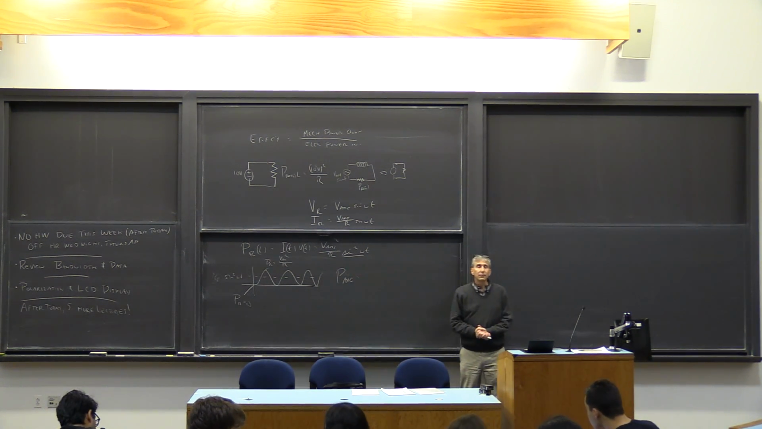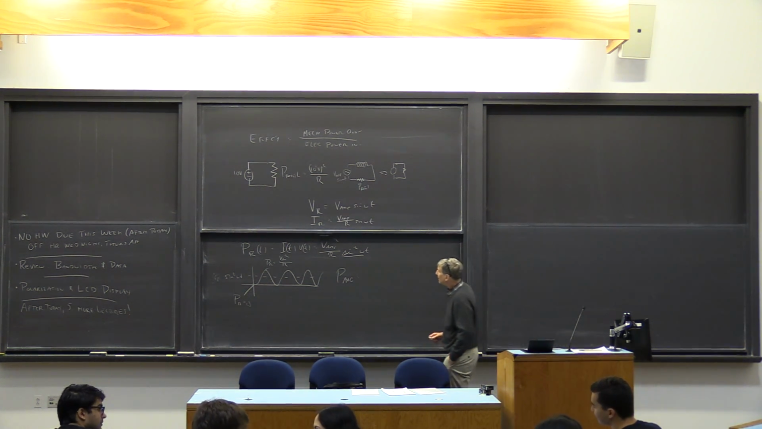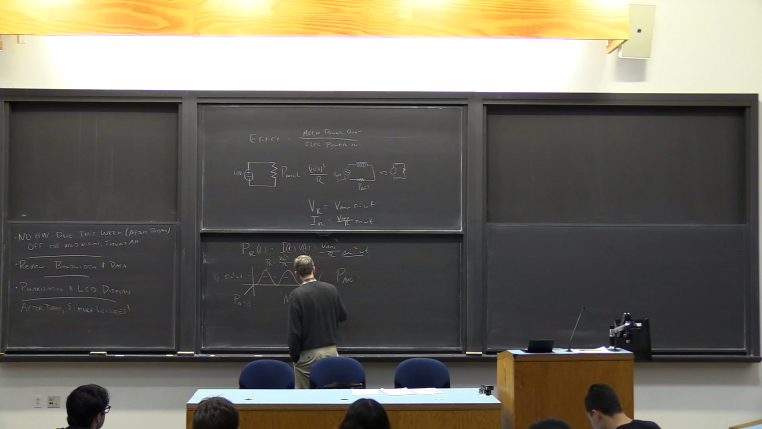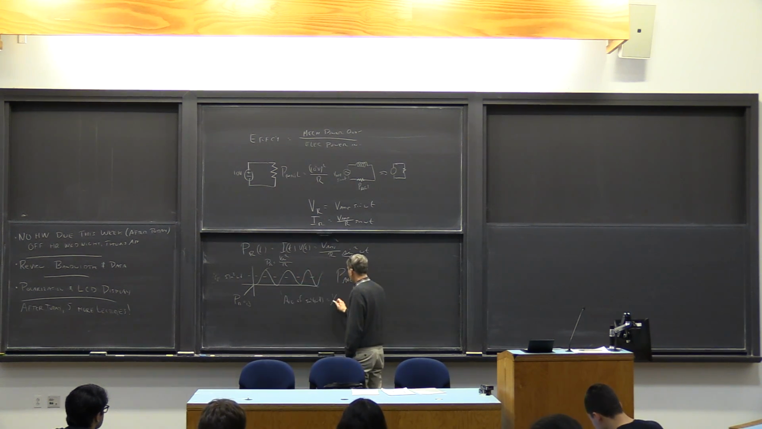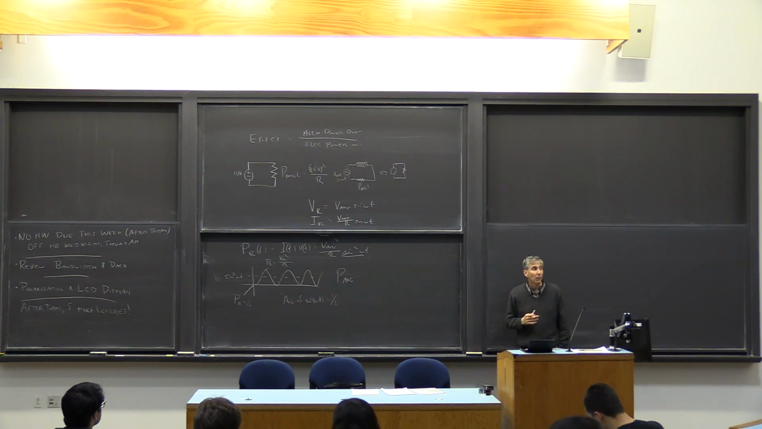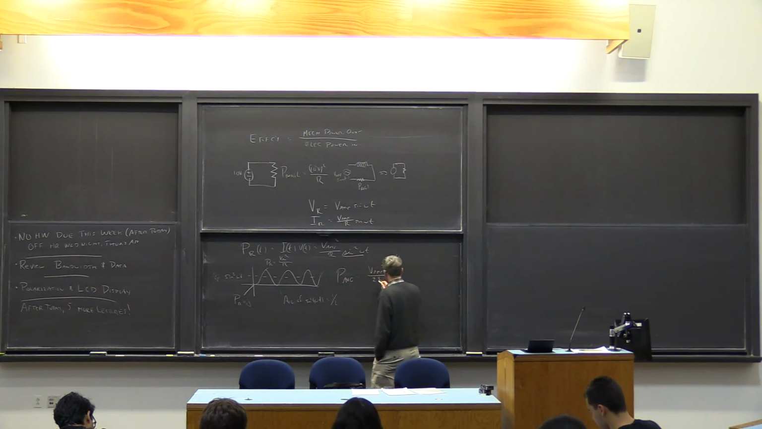What's the average value of sine squared? You know this one. Half, right? The average value of sine squared is a half, just like the average value of cos squared is a half, because sine squared and cos squared have to add to 1. So the average power then would be the amplitude squared over 2R.